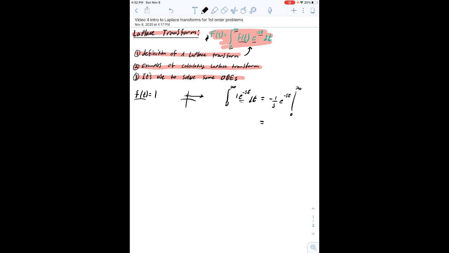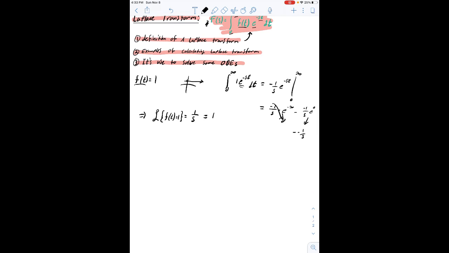So when we plug in infinity, we get negative 1 over s times e to the negative infinity, minus negative 1 over s e to the 0. This term goes to 0, and this term goes to minus 1 over s. So we know that the Laplace transform, this is the symbol that denotes Laplace transform, of f of t, which is equal to 1, is equal to 1 over s. We also sometimes write this as capital F of s.